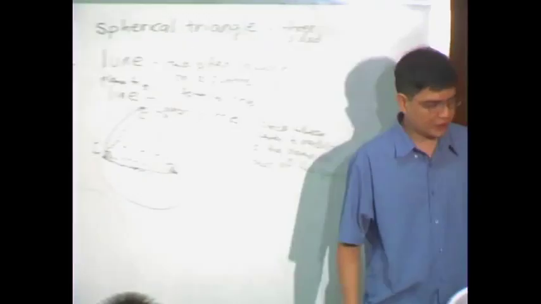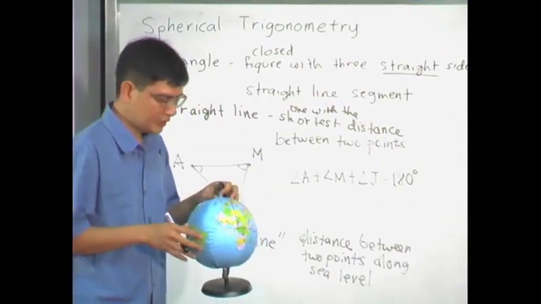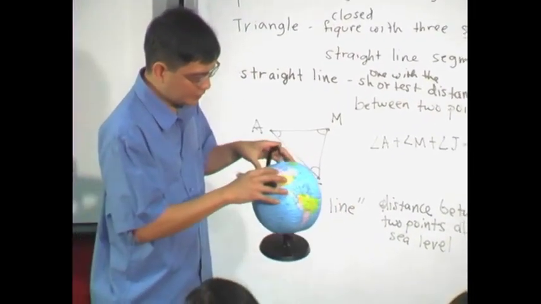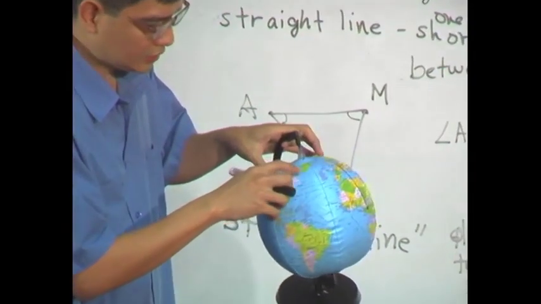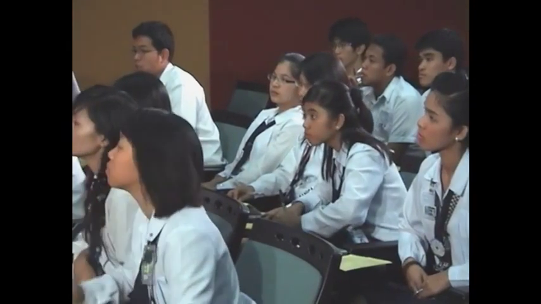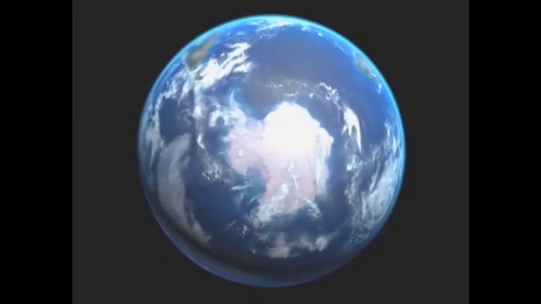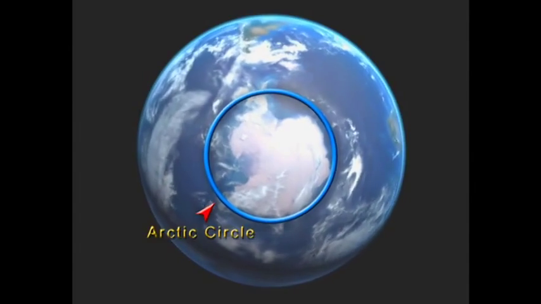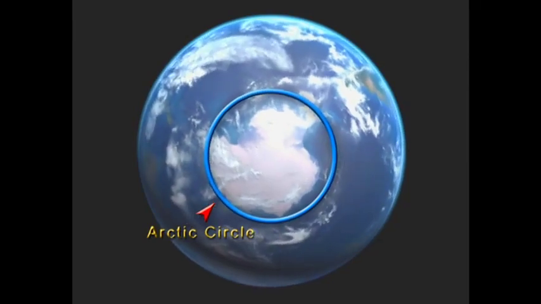Now, is it possible to create a circle on a sphere that is a little different? For example, let us look at this circle here. It's called the Arctic circle. Here we have a circle. This circle here at a fixed latitude is called the Arctic circle.